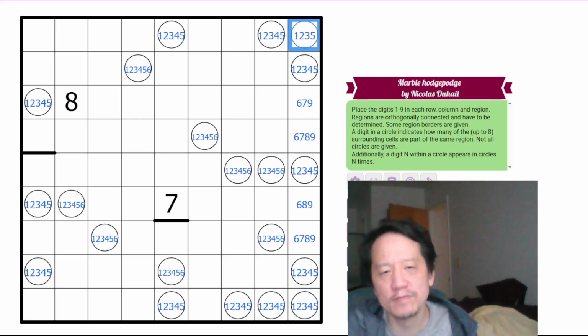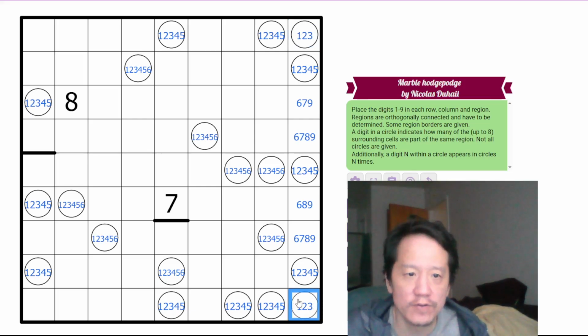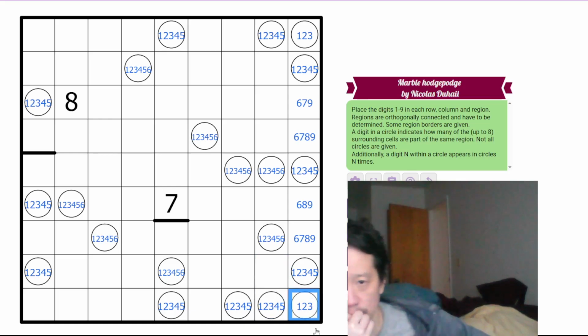This can't be 4 or 5. The corners can only be 1 through 3, right? What does that mean?